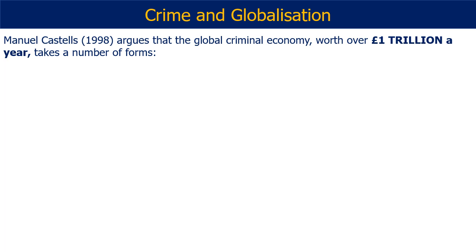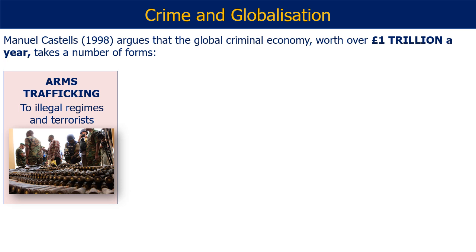First one, arms trafficking, okay, where weapons are bought and sold usually to illegal regimes, okay, that are running countries usually illegitimately, okay, or maybe as a part of a kind of military junta, but also terrorist groups around the world.